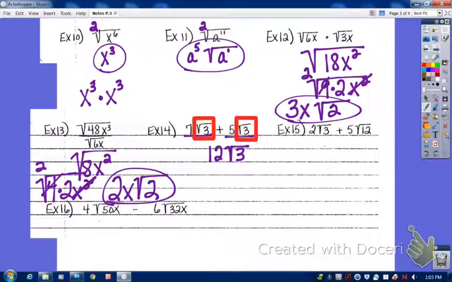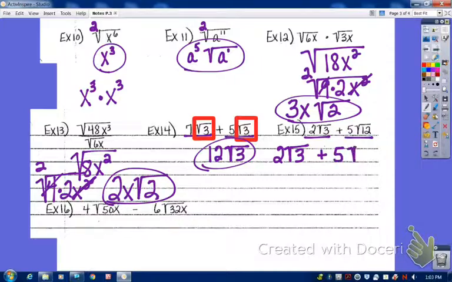Alright, square root of 3 is simplified. There's no number that will go into 3 that's a perfect square, so 12 square root of 3 is the final answer there. In example 15, it looks like we can't add to begin with because one term has a square root of 3 and the other one has a square root of 12, but 12 is not simplified, okay? 2 square root of 3 is simplified, but 5 square root of 12 is not simplified.